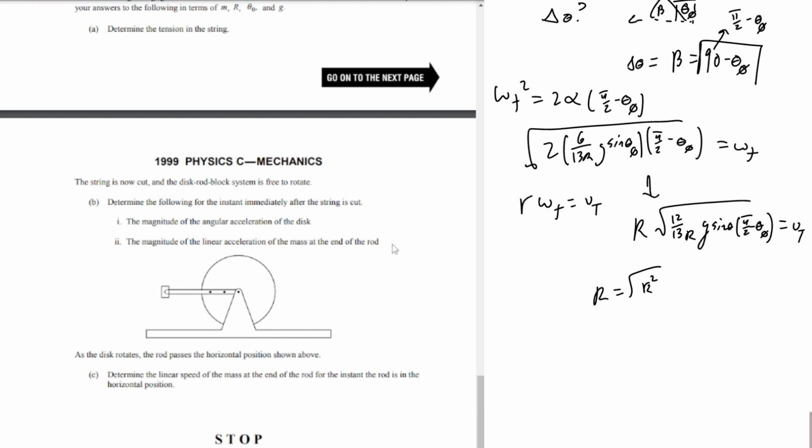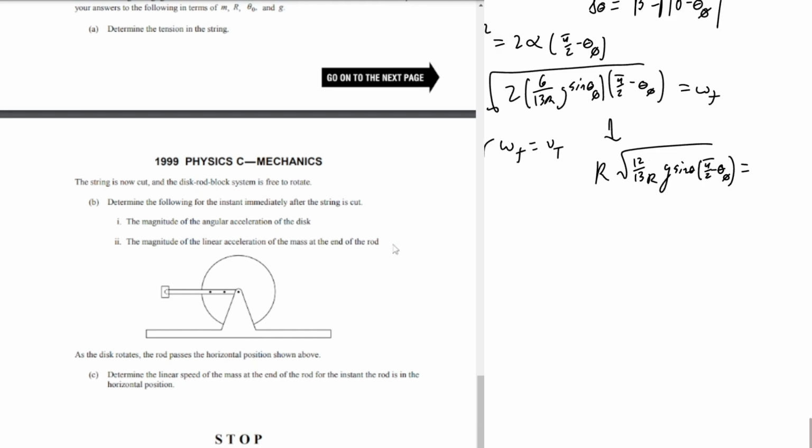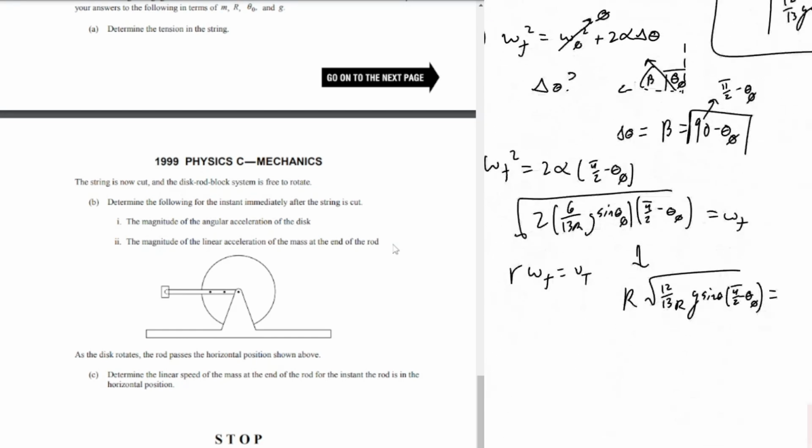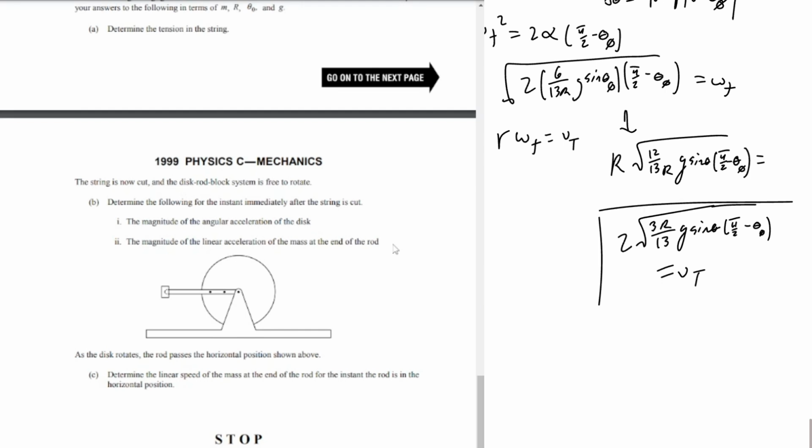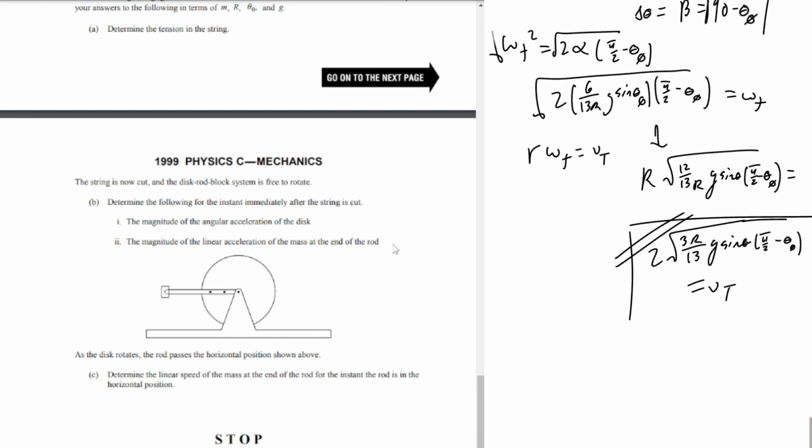So I'm going to put that in there, and I'm going to take out, wait, did I say 2? Quickly. The 2 is inside there. I don't know why I'm doing that. So I'll just resimplify this really quick. So 4 times 3, yeah, this is your final answer. Square root of 12 over 13 g r sine theta times pi over 2 minus theta naught equals v translation. This is the correct answer. I apologize for that, because the 2 was in the square root because I took the square root of this entire thing to find omega final. So I hope that helps.